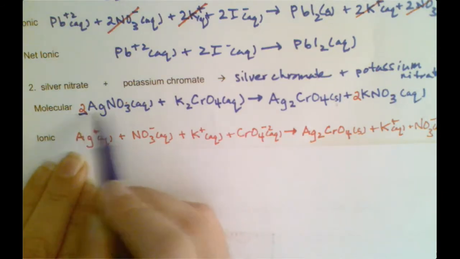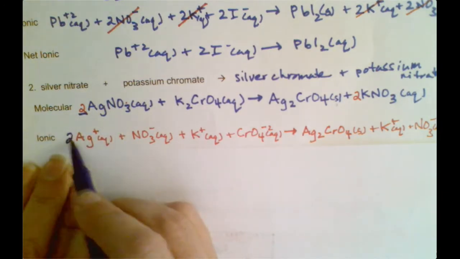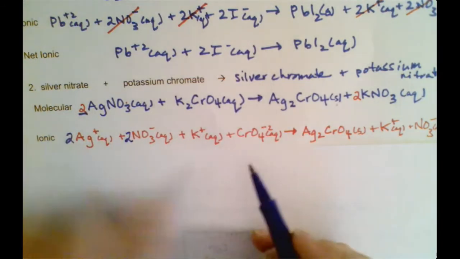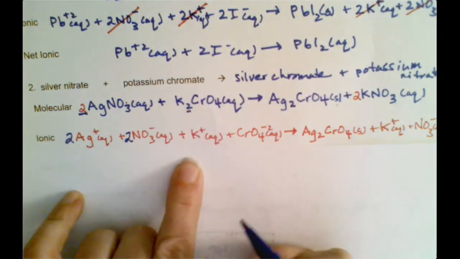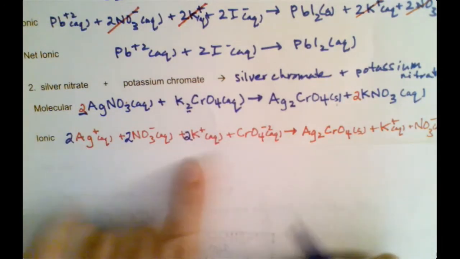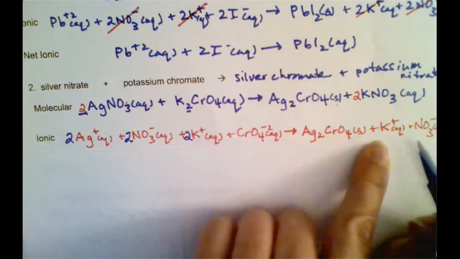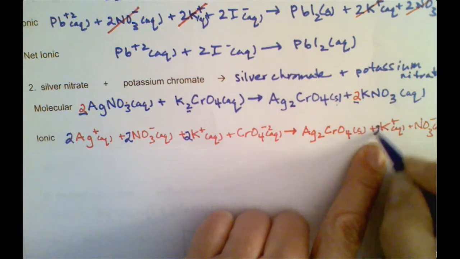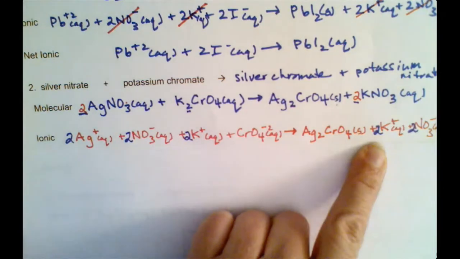So because there were 2 silver nitrates here, that means you have 2 silver ions and 2 nitrate ions. Here, there was a subscript of 2 for potassium, so that means you must put a 2 here. Okay, this one is like that. This 2 means you apply it to potassium and to nitrate. Put a 2 and a 2.